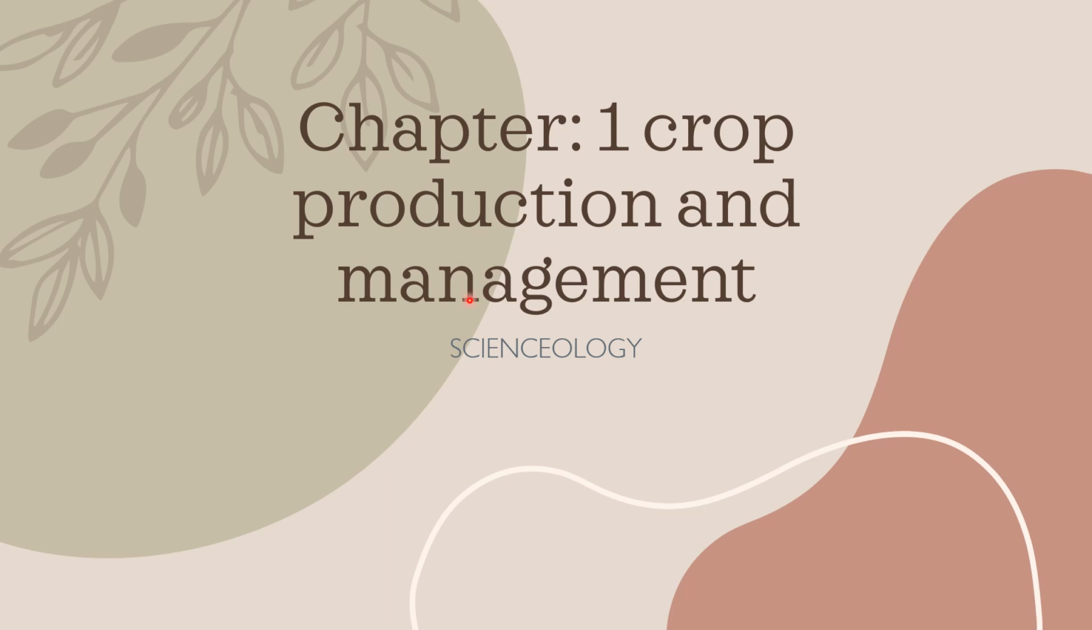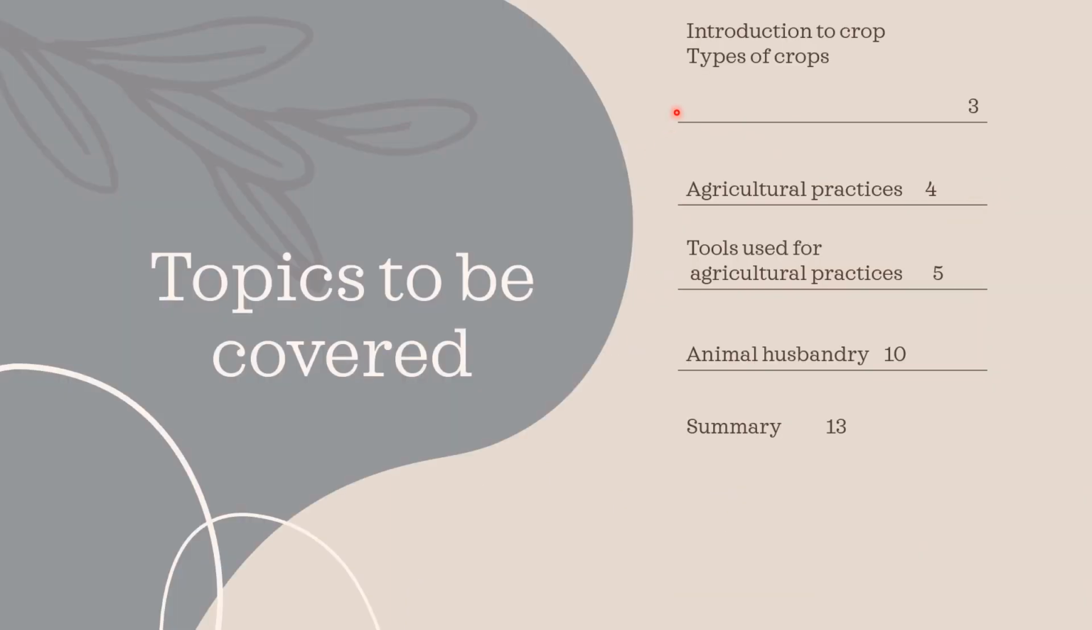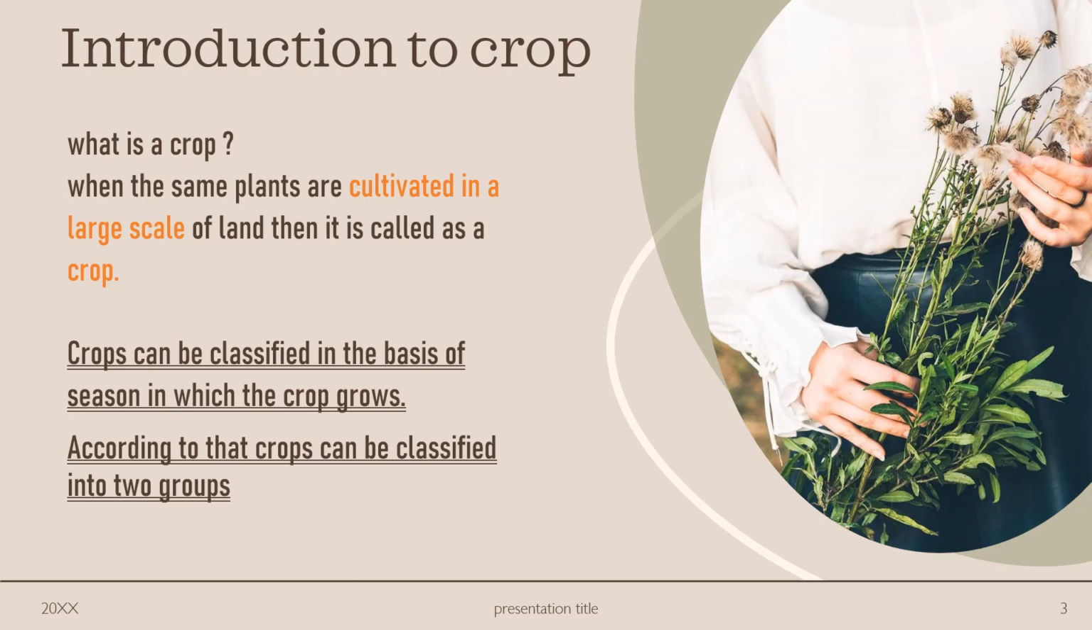In this video, we are going to cover topics: introduction to crop, types of crop and the first agriculture practice. So let's get started. Now talking about a crop, the crop definition is something like this. When the same type of plants are cultivated in a large scale of land, then we are supposed to call it a crop.